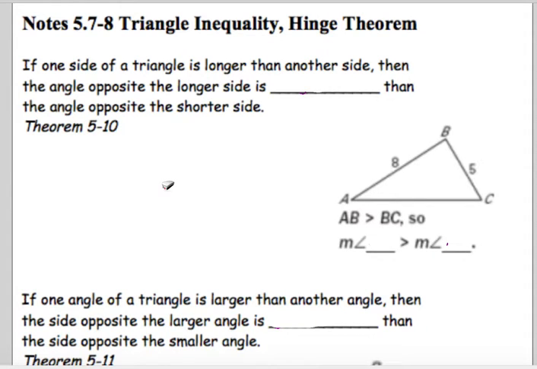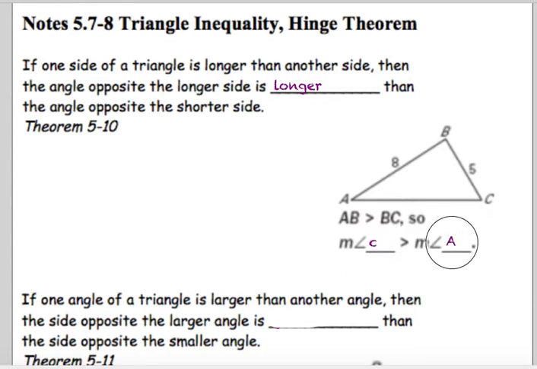Here we begin talking about the triangle inequality theorem. The hinge theorem, I believe, is going to be in a different video, so pretty much this video is just going to focus on the triangle inequality. If one side of a triangle is longer than another side, then the angle opposite the longer side is greater than the angle opposite the shorter side.